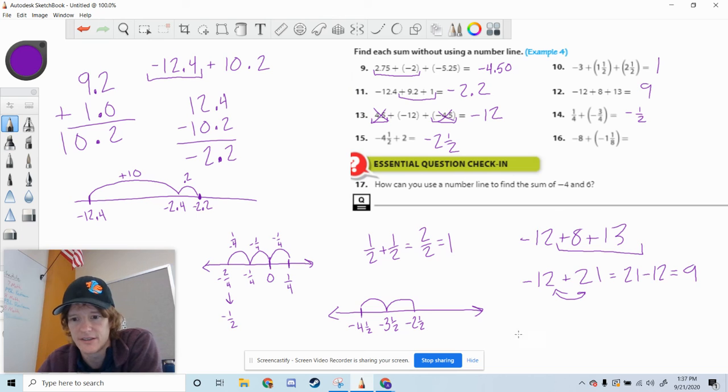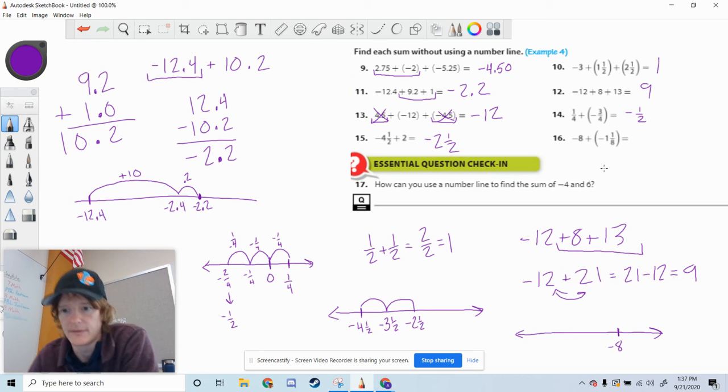And number 16, we're starting at negative 8. I'm going to put it way over here, because we're going to add, but we're adding a negative. So if we're going to the left by 1, puts us at negative 9. And then we'll have to go down 1/8 again, puts us at negative 9 and 1/8.